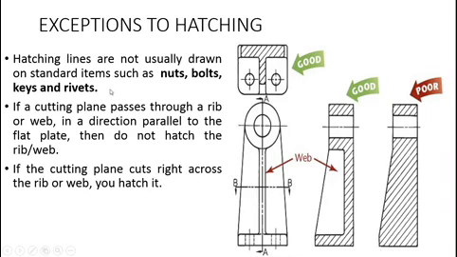And then another important thing, especially in assembly, you will see a lot of these standard items: nuts, bolts, keys, and also rivets. Make sure that you do not hatch them. When you see them, make sure you draw them exactly the way they are.